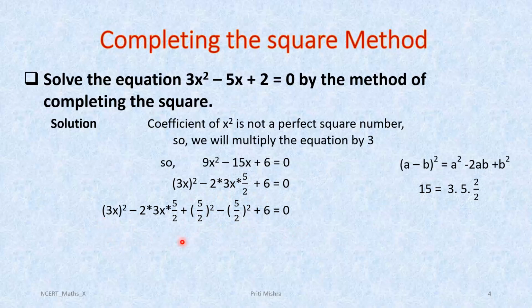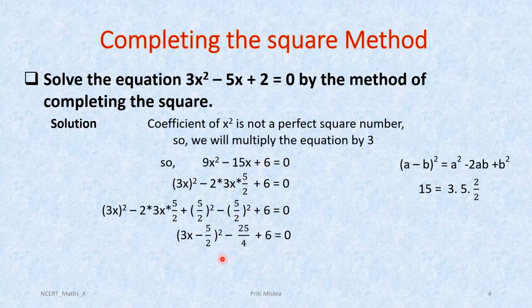Now the first three terms are giving us 3x minus 5 by 2 whole square in the form of square identity. Now we are able to write these first three terms, right? So the next step can be written as 3x minus 5 by 2 whole square, and minus 5 by 2 whole square is 25 by 4 plus 6 is equals to 0. Got it?